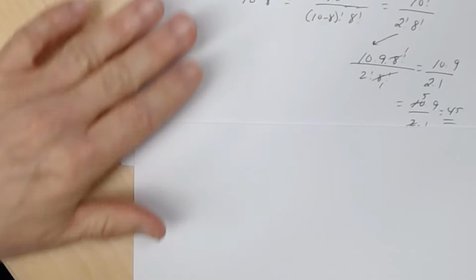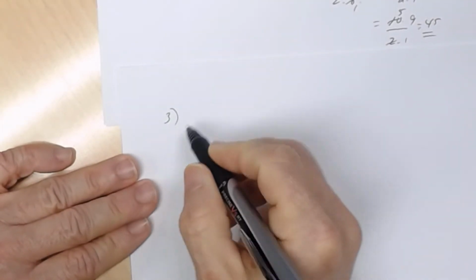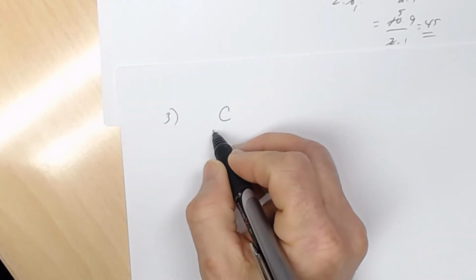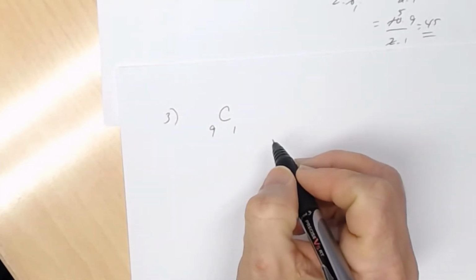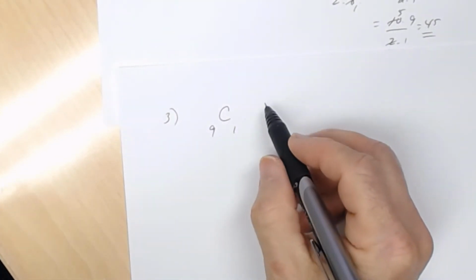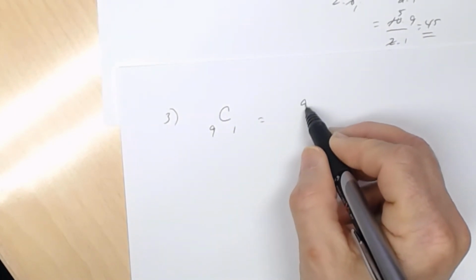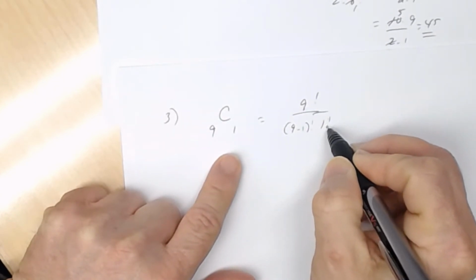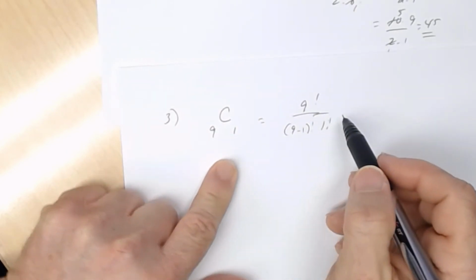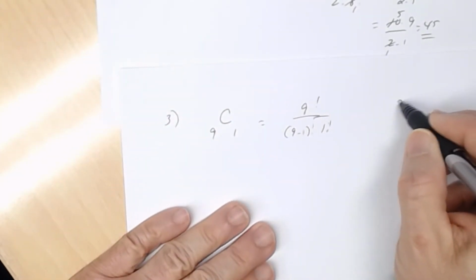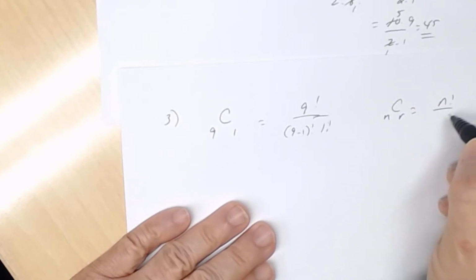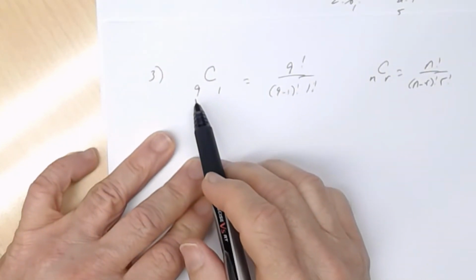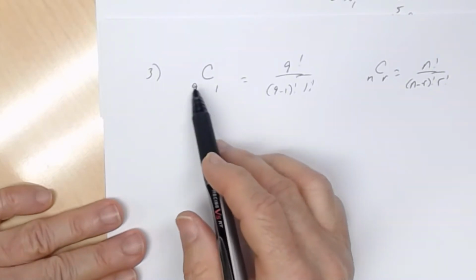So let's suppose in number 3, I had the number of combinations of 9 items taken 1 at a time. Well, by definition, that's going to be 9 factorial divided by (9 minus 1) factorial times 1 factorial, right? So remember that the formula is n factorial over (n minus r) factorial times r factorial. So in this case, n is 9, r is 1.